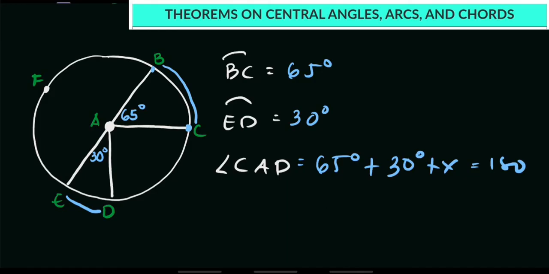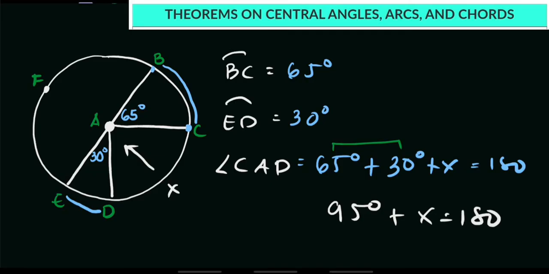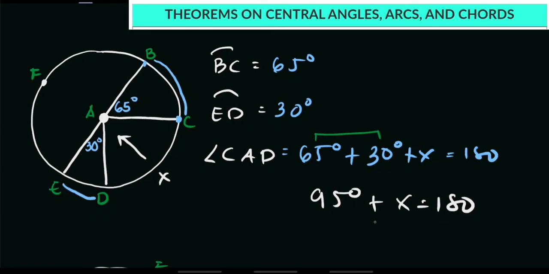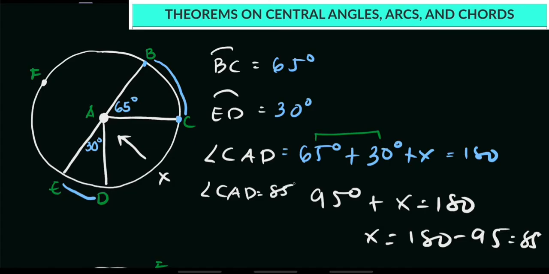Let's simplify this. 65 plus 30 is equal to 95 degrees, plus x, which is our missing part, CAD, and that is equal to 180. Let's solve for x. x is equal to 180 minus 95, and the answer is 85. So that is 85 degrees. Therefore, according to our solution, the value of angle CAD is 85 degrees.